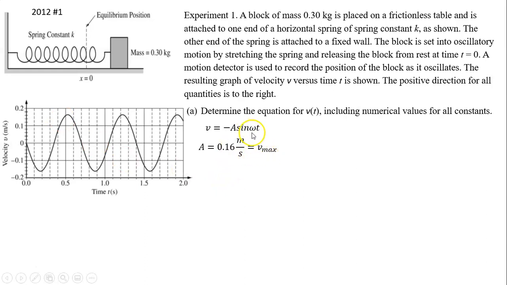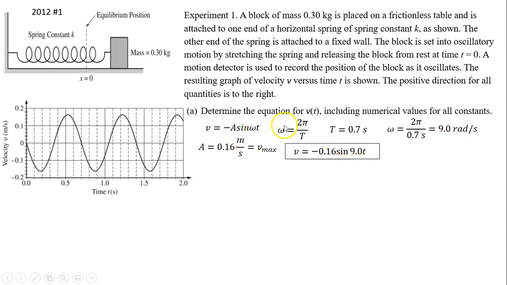Omega is called angular frequency. And from this diagram, we know the period. Period is time for one cycle. So in this diagram, it tells us period is 0.7 seconds. Omega is 2 pi over T. That's a relationship between angular frequency and period. We know period is 0.7, so we can figure out omega is 9 radians per second. Plug everything in, A and omega, you'll have the equation as a function of t.